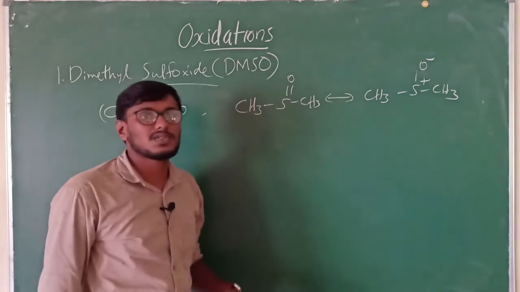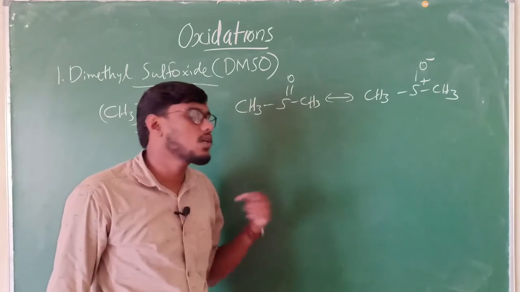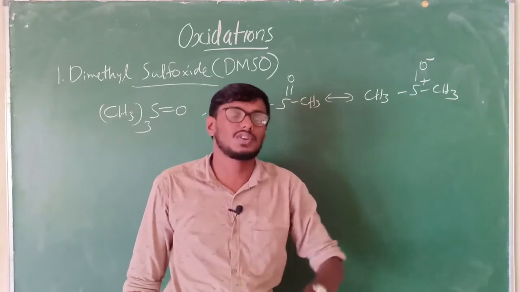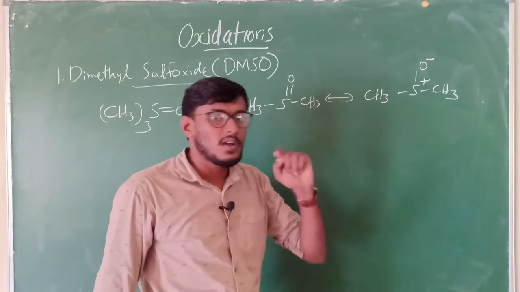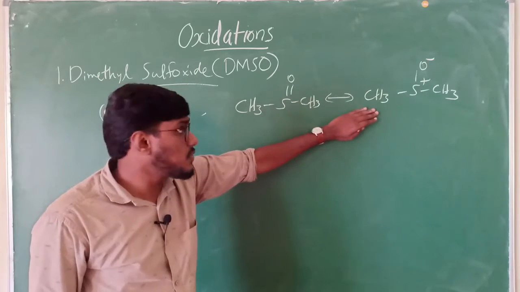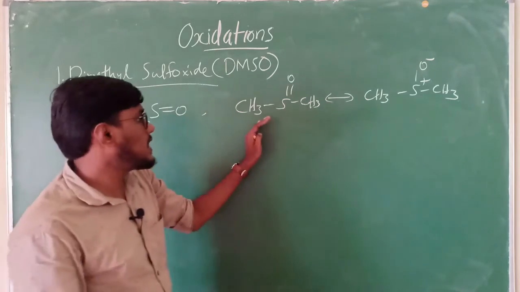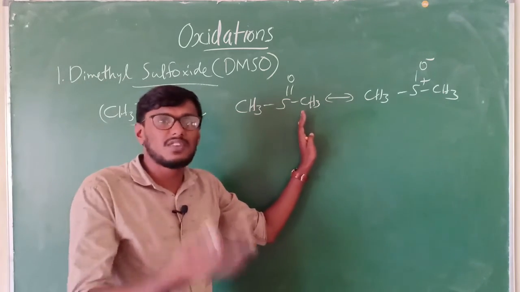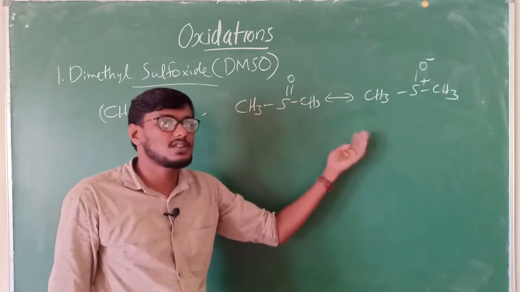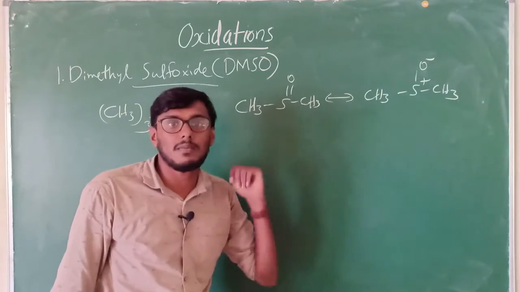This dimethyl sulfoxide is an oxidizing reagent for alcohols to carbonyl compounds. What is the mechanism of this oxidation? We are going to check the mechanism of that oxidation. For that, first this DMSO should be activated. An electrophilic molecule first reacts with this DMSO, which activates the DMSO. That means the electrophilic molecule activates the DMSO, and it on reaction with alcohol gives the product as carbonyl compounds.